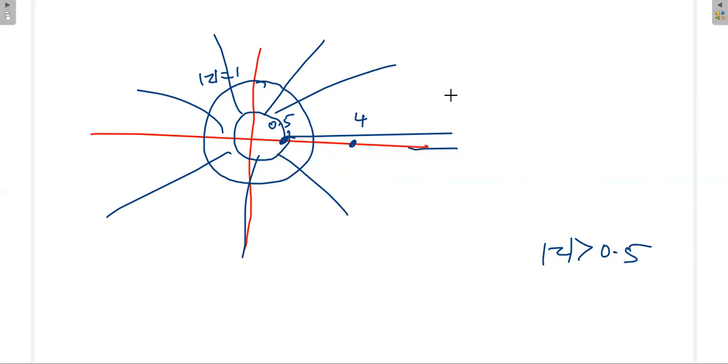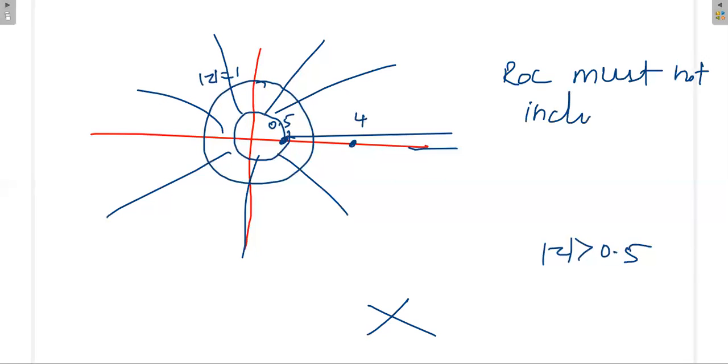Okay, so in this process, we may get stability as well as causality, because you are going outside and also including the unit circle. But this is the wrong procedure, because we are violating the condition of ROC. The ROC must not include poles. In this process, your ROC consists of the poles. It is violating the condition, because the ROC should not include the poles.